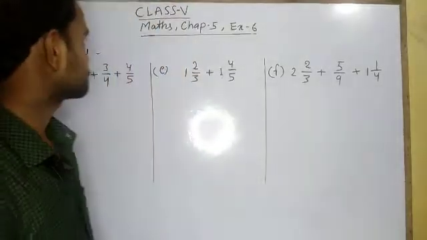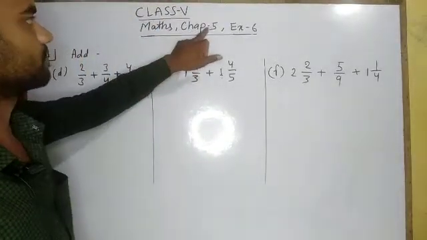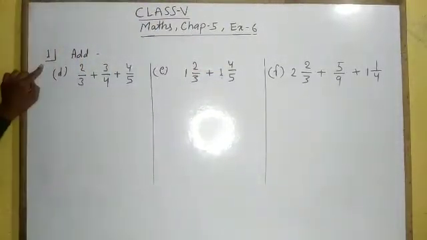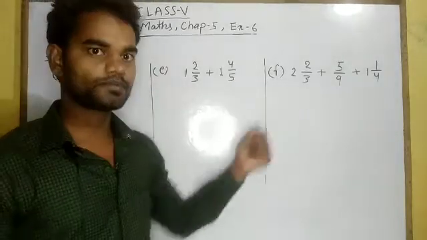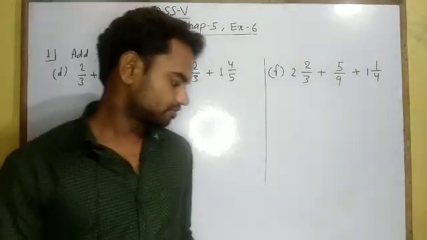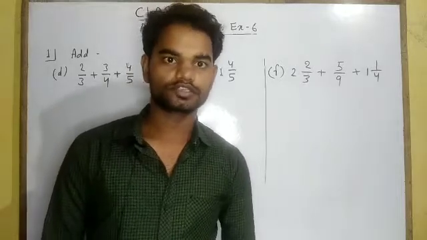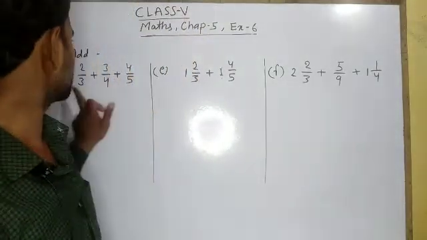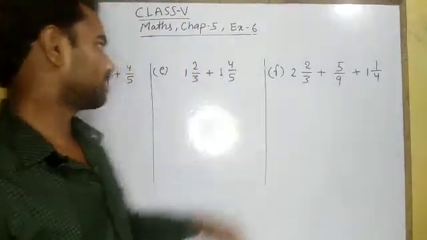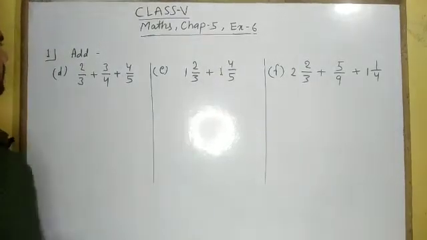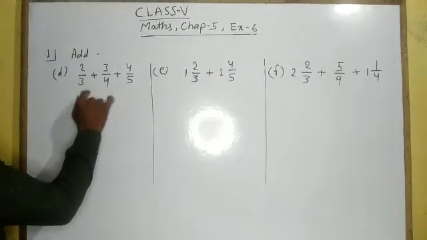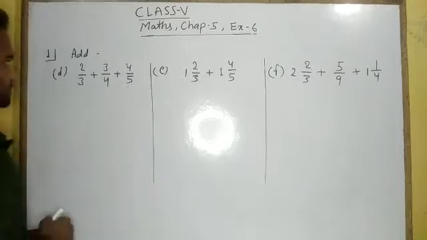Dear students of class 5th, chapter 5th, exercise 6, question number 1, add. Simply we have to add these given parts. In this question first, there are 6 parts. So part B, E and F I am going to solve here. Remaining 3 parts you will solve by yourself. In these questions, simply we have to add these given fractions.